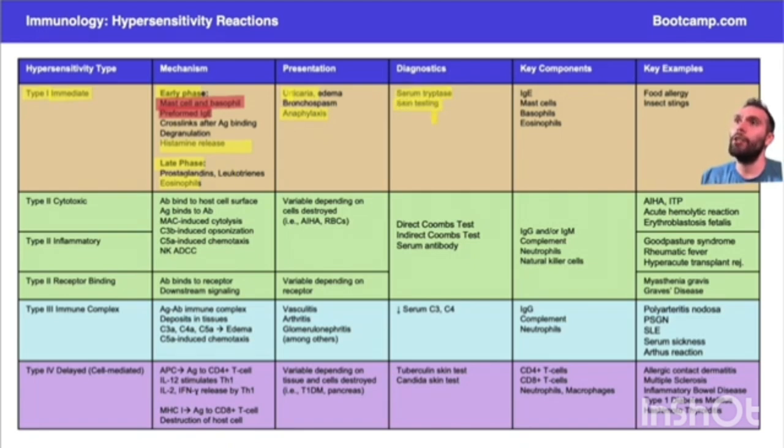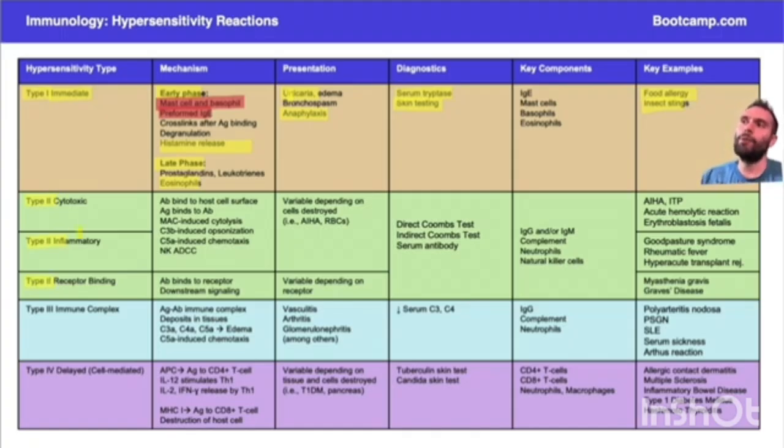We talked about that. You can do skin testing to look to see what exposure potentially this patient has had before. We talked about the key components here, and then some of the key examples: food allergies, insect stings, even certain medications being very classic for that. Remember that type 2 hypersensitivity, we kind of broke it down in a few different categories. Really, cytotoxic and inflammatory are similar.